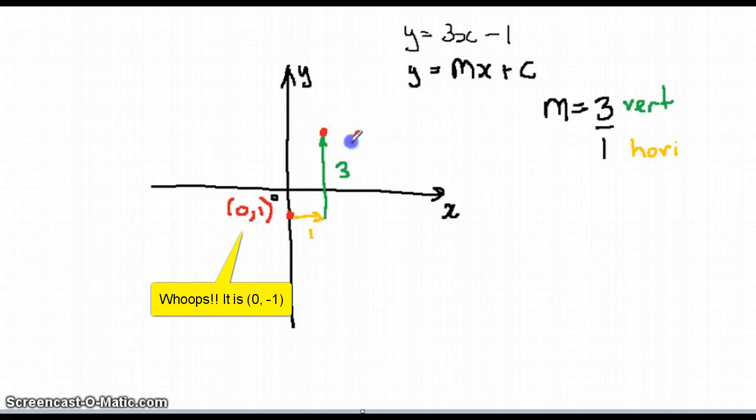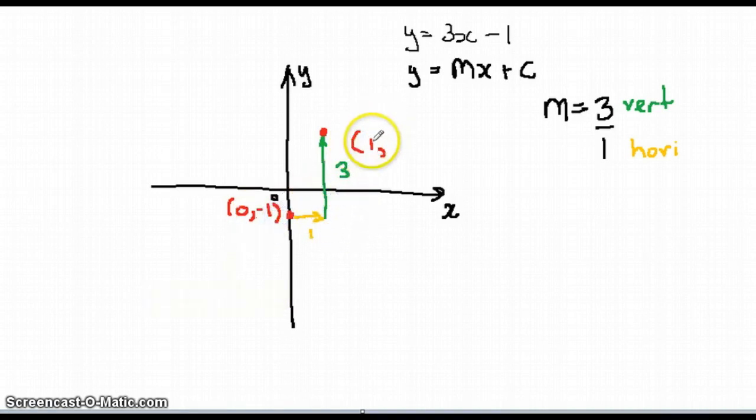And as I said before, I label where I am straight away. Well, where am I? I started at x equals 0, went across 1, so I'm at x equals 1. Now I started at minus 1, I went up 3. So I go up 1 to 0, and then another 2 to get to 2. So that's where I'm located.